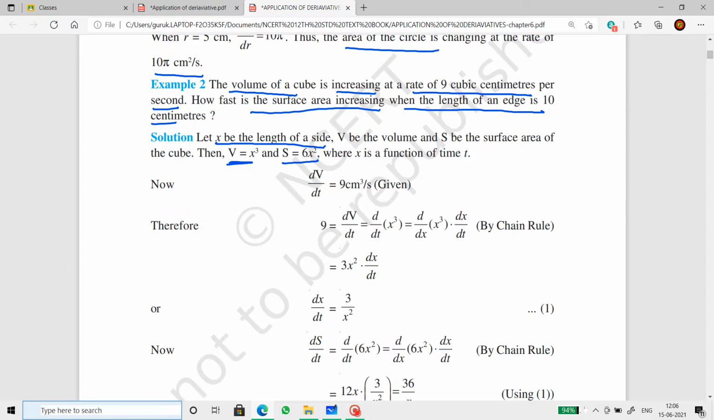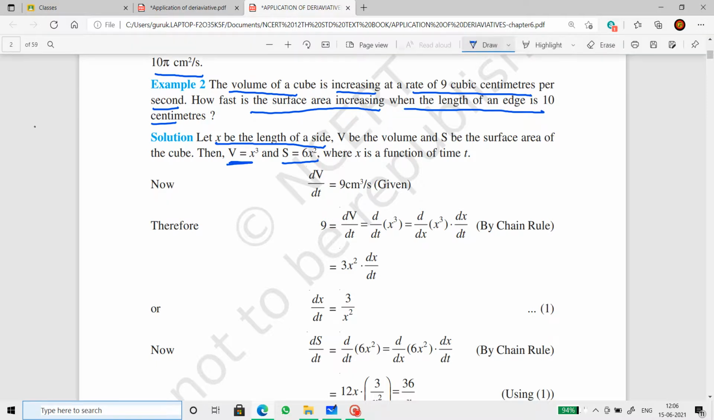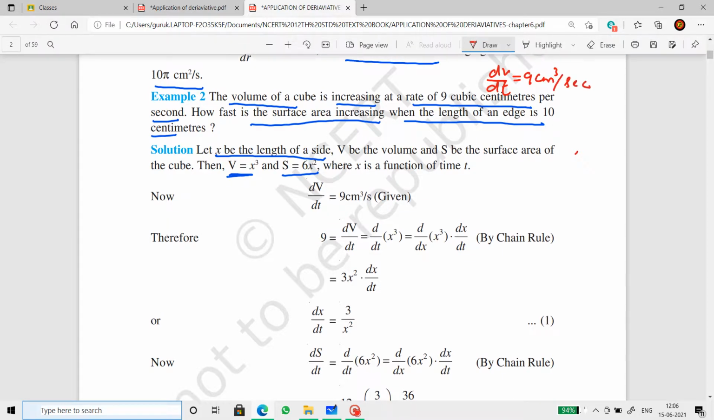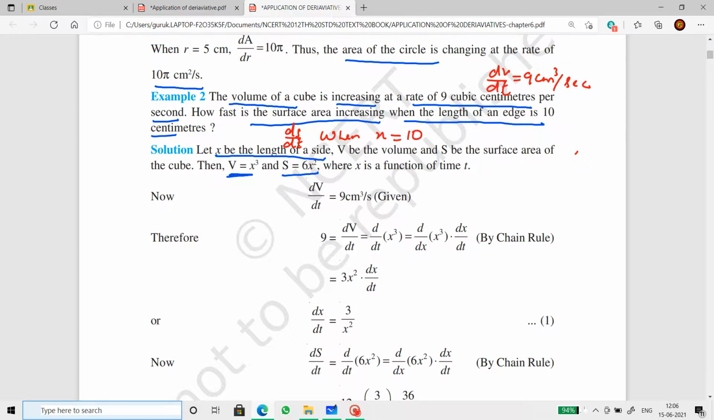Now, according to the question, volume is changing at 9 cubic centimeter per second, which means dV by dt is 9 cubic centimeter per second, and they want us to find dS by dt when x is equal to 10. You understood the question? Let me just do it here so you will be able to understand.